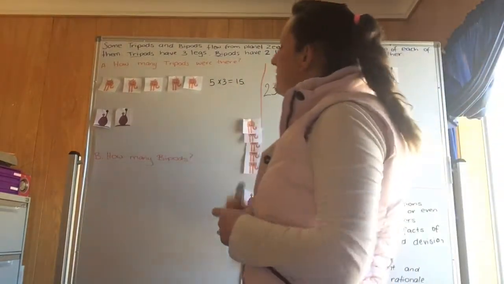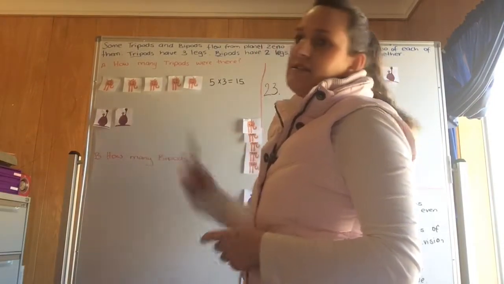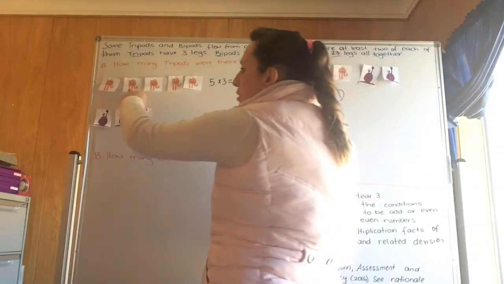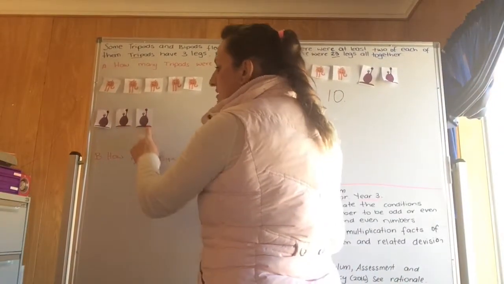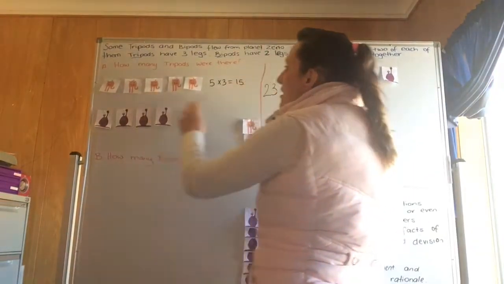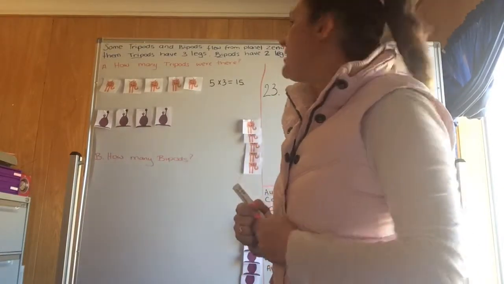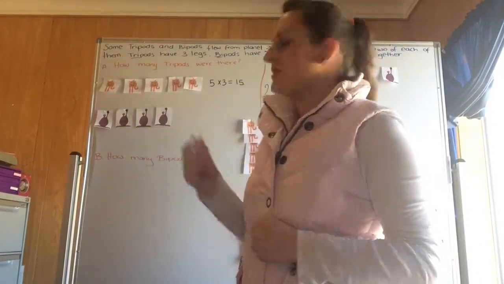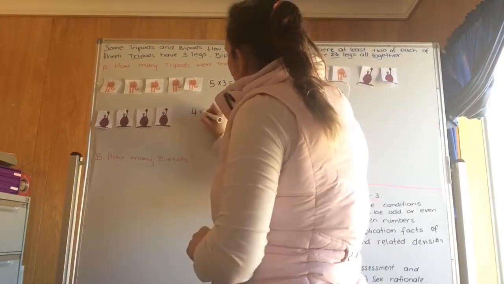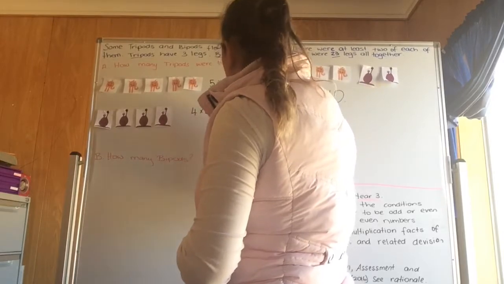So we already know we have 15 here, 16, 17, 18, 19. So we need to know how many more legs we need to put on. So that comes to 21. And here we go, we've made it to 23. So we now know there are 5 tripods and 4 bipods here, which have 23 legs altogether. So therefore 4 bipods times 2 equals 8.